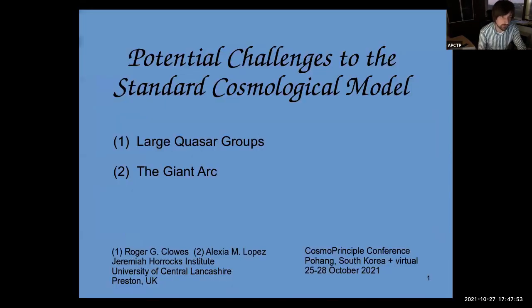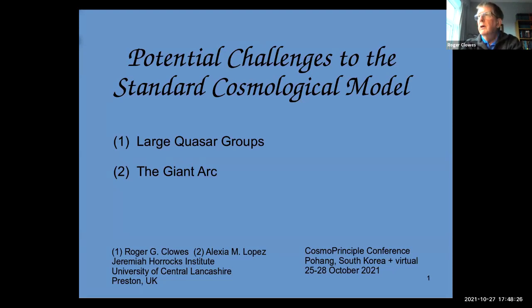Okay. So we have two speakers, Roger Clowes and Alexia Lopez. Roger will speak first on challenges to the standard cosmological model. You have 30 minutes in total between the two of you. Well, good morning, good afternoon, good evening from Preston in the northwest of England. Thanks to the organizers who've allowed Alexia and me to share this talk. We'll do 15 minutes each, and I'll aim to finish a little before 15 minutes if I can.